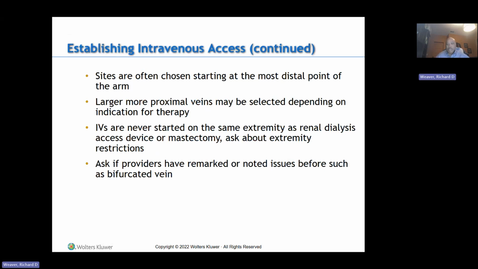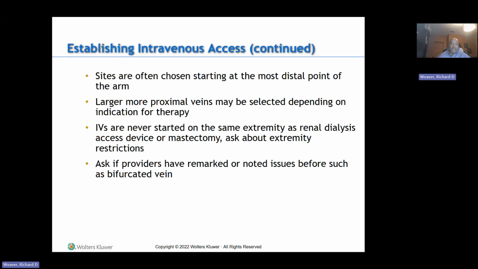Now, IVs are never started on the same extremity as a renal dialysis access device or mastectomy. So we have to ask about extremity restrictions, and just doing a history and physical on your patient could let you know that you can't start that IV on the left arm or the right arm because the patient has an AV fistula for dialysis, or this lady has had a mastectomy.